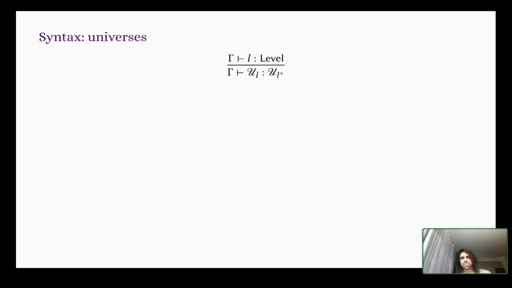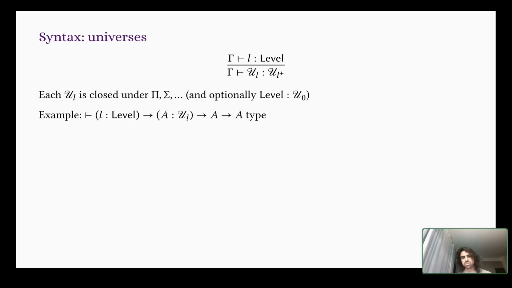The syntax for universes is also similar to Agda. So if L is a level, we get a universe UL that lives in the next universe, UL+. Each of the universes is closed under pi types, sigma types. We can optionally have the type of levels in the first universe. This doesn't really change anything.